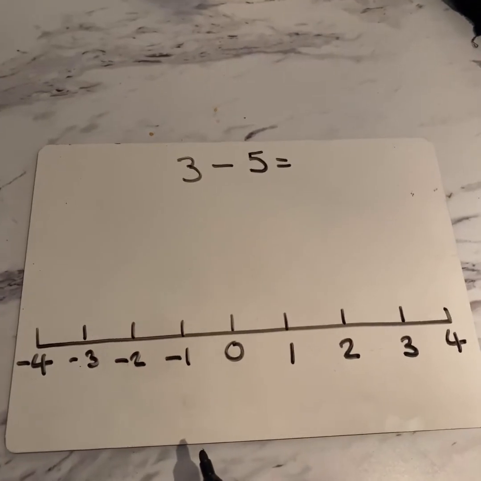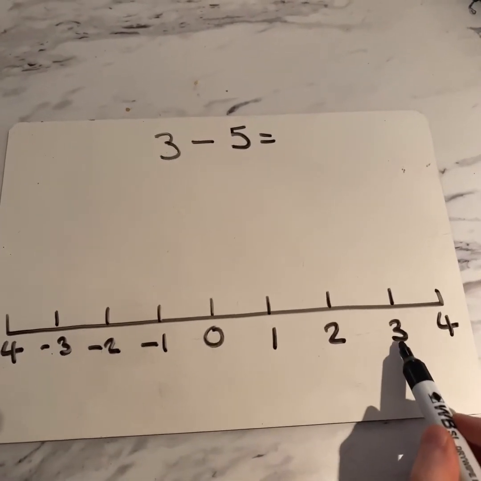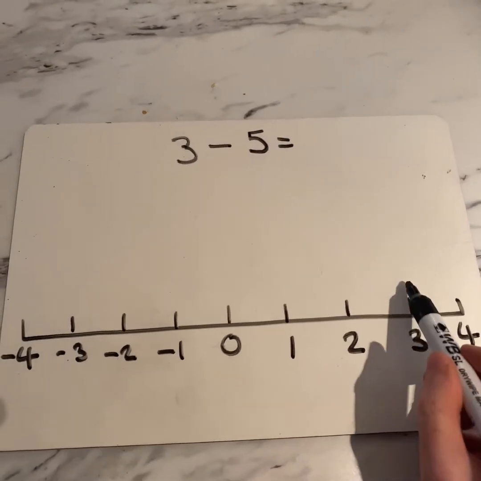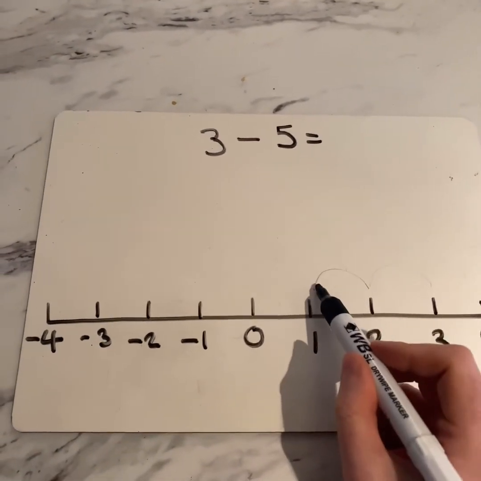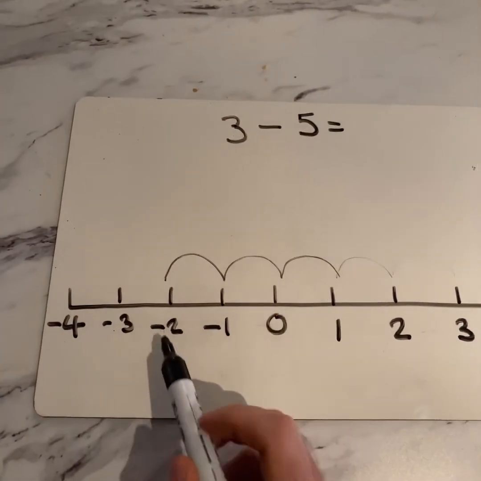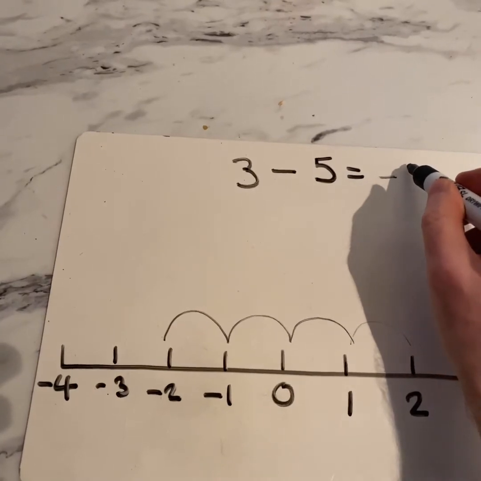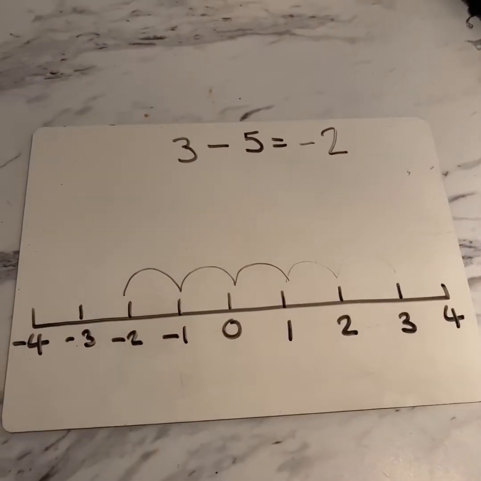Now to solve this, what I can do is I can find 3 on my number line. Here is 3. And now we're going to take away 5. So I'm going to go 1, 2, 3, 4, 5. 5 hops. I find that 3 take away 5 is negative 2, or -2.